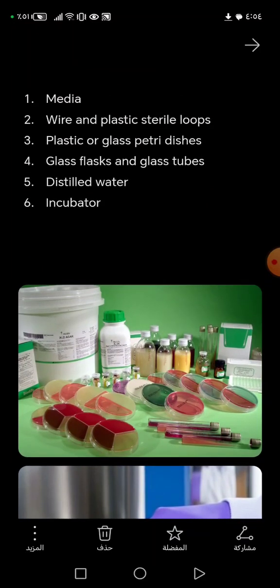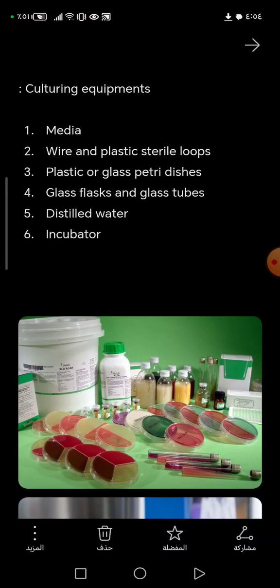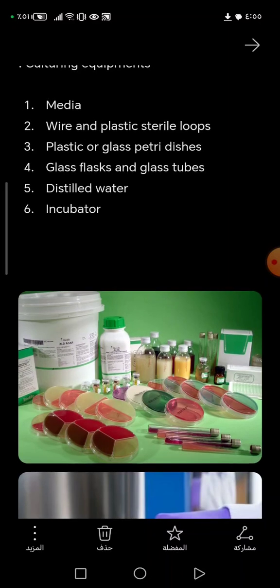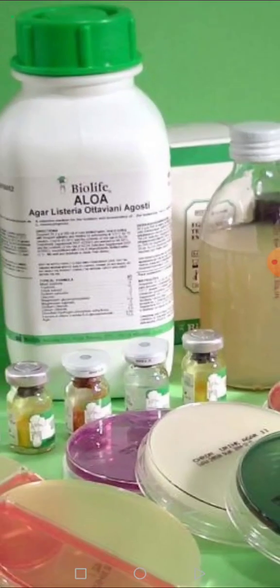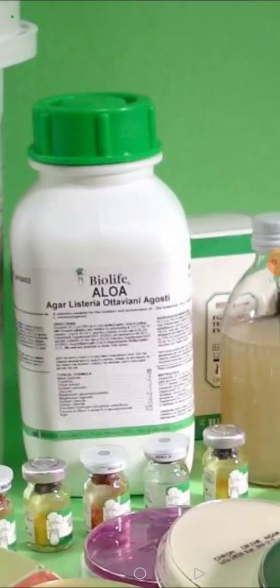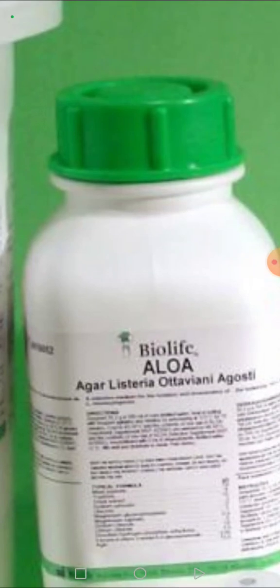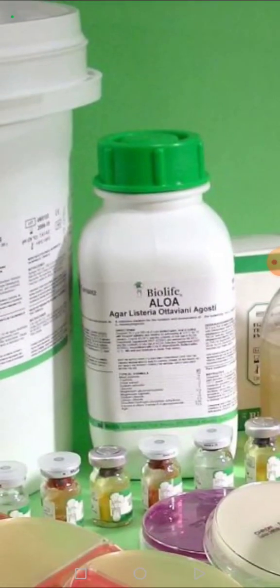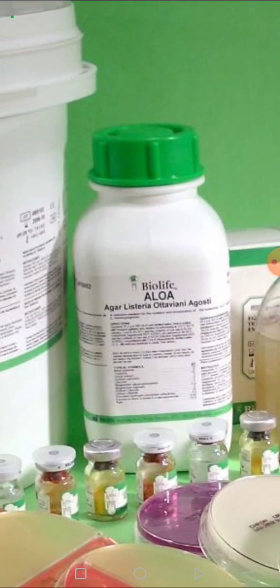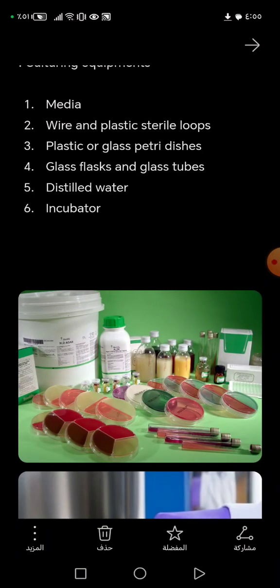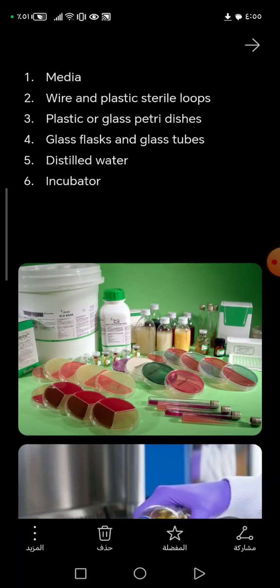And these flasks and glass tubes are used to prepare the media. So what's a media? It comes in a form just like this one, as you see here. It's written agar Listeria. It contains a powder, and it's written on it how much weight you should prepare for distilled water. It's prepared in distilled water and mixed, and autoclaved.